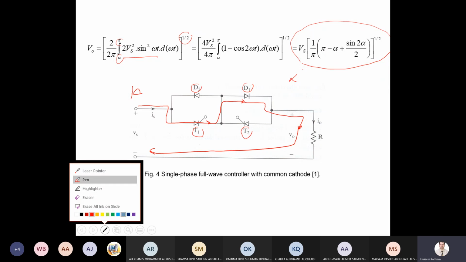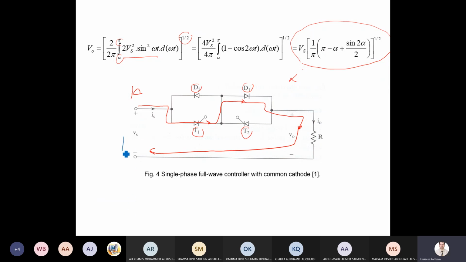Let me change the color. When the negative part is coming, current will follow here through this thyristor, this diode, and back to the supply. You may say, okay, why did we do this modification?